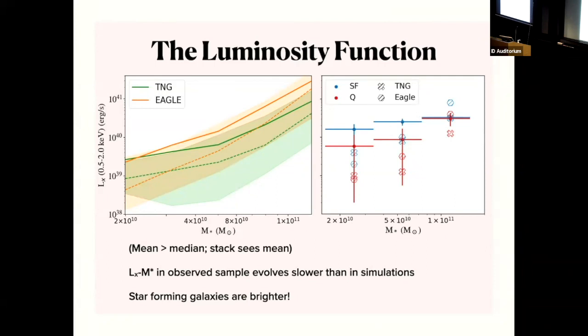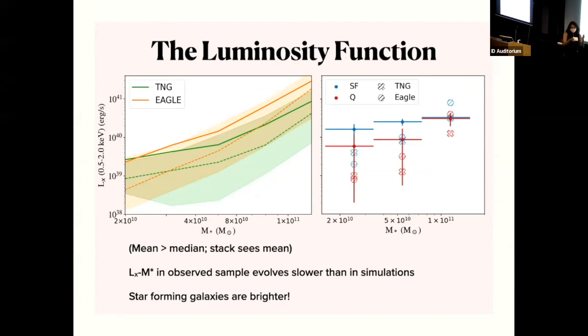That said, here we are. Blue show the star-forming galaxies. Red are the quenched quiescent galaxies. The crosses are my observations. The X's are TNG, and the hexagons are EAGLE, okay? So the first result is that even after correcting for X-ray binary emission, we are convinced that star-forming galaxies have more luminous X-ray CGMs than their quiescent counterparts, okay? That is result number one. Result number two is that the LX-M star scaling relation in the observations seems to evolve much more slowly than in at least these two simulations.